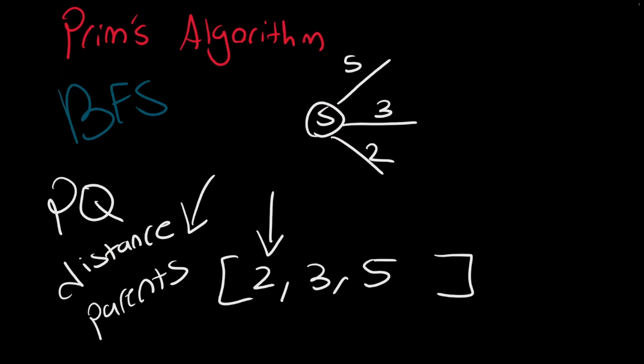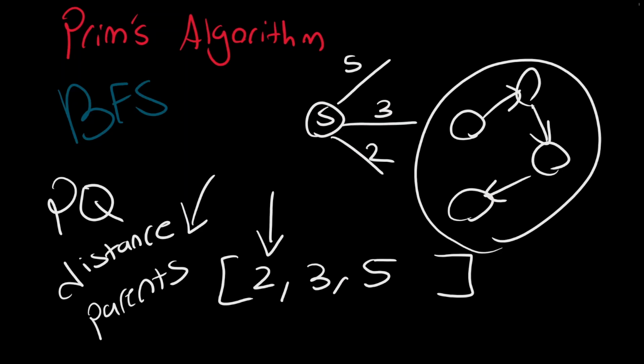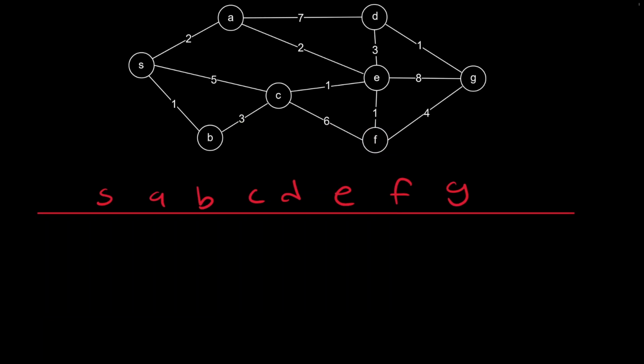And one more thing. Prim's algorithm is meant for undirected graphs. So nothing directed, it's meant for undirected graphs. So nothing with arrows, no directions. So now let's evaluate this undirected graph.